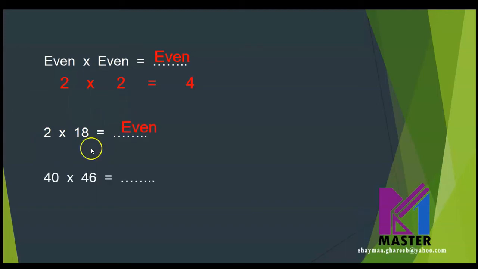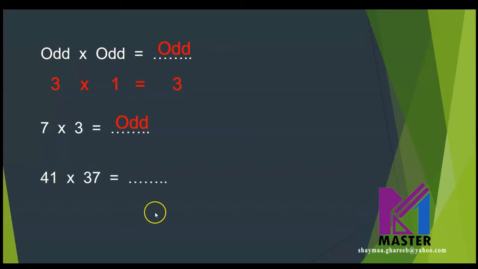Now let's try the multiplication. If I have two even numbers multiplied by each other, so let's find out 2 times 2 equals 4. So when we multiply two even numbers, the answer will be even. And here we have two even numbers. We don't need to do the calculation. The answer will be even. 40 times 46. Also, we don't need to do the calculation. We can just substitute the even number by 2 and the odd number by 1. So 2 times 2, 4, as we said, so it will be even.